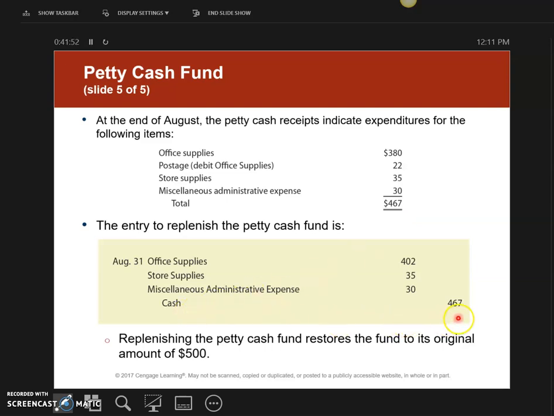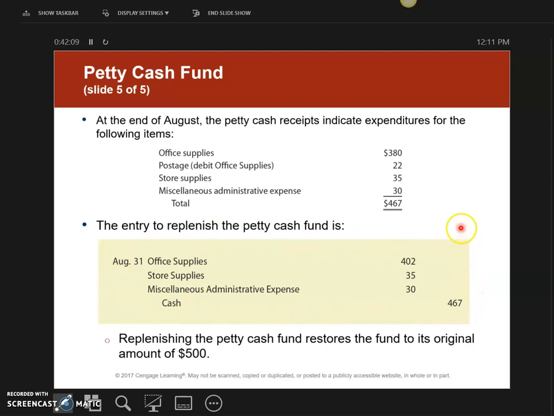So now I write George a check for $467. He goes down to the bank, cashes it, brings it back, and now I've got $500 cash in the bank account again. And we're set for the next month. So this is the replenishment.